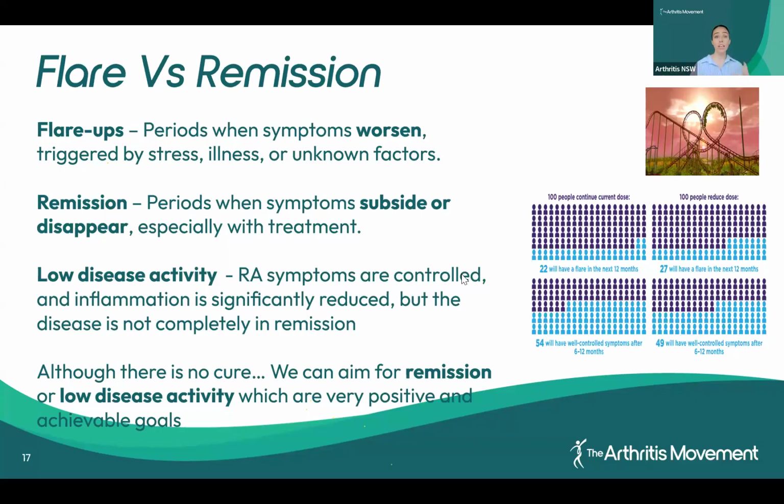Remission is one of those key goals in treatment. It occurs when RA symptoms subside significantly or disappear, and the inflammation is minimal. If remission isn't fully achieved, then low disease activity is the next best goal to have, which just means fewer symptoms, reduced inflammation, minimal progression of joint damage, but better quality of life.